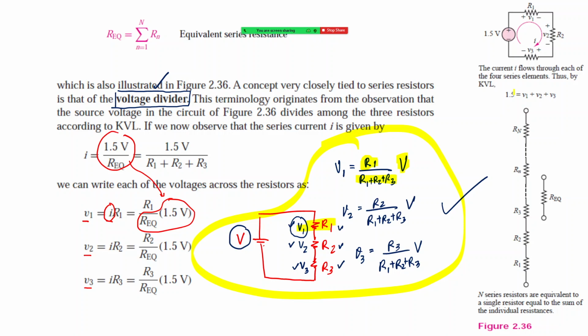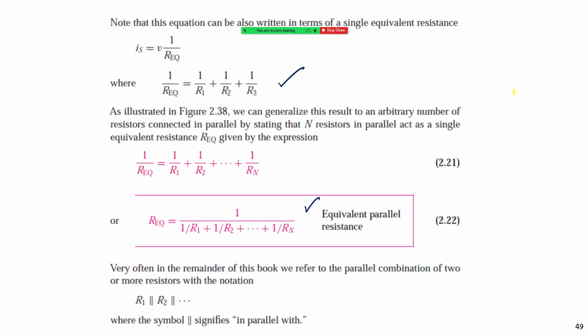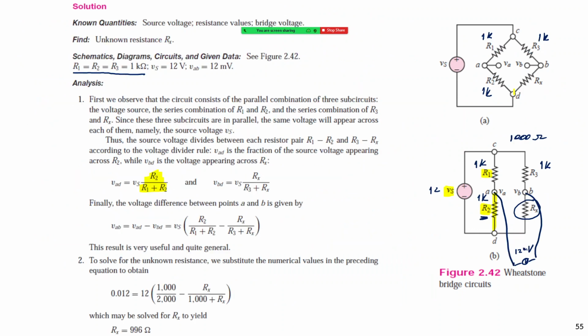Okay, sorry. Come back to this slide. Okay, here, and then VBD also. VBD is the voltage across Rx, right? Across Rx, it means Vs times Rx divided by R3 plus Rx, right?